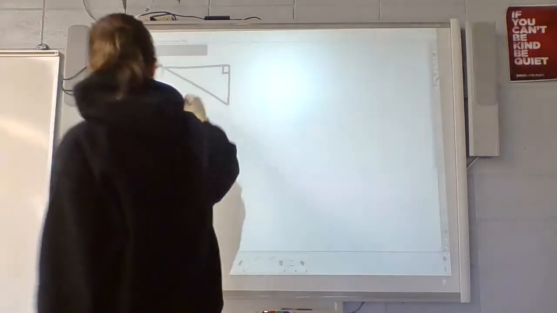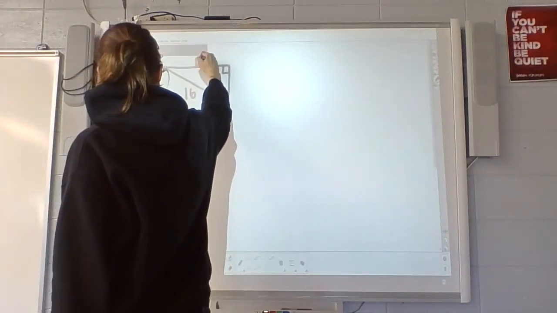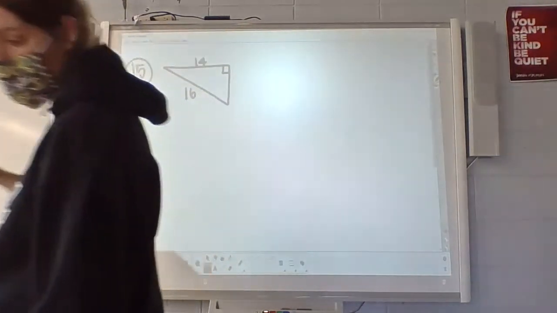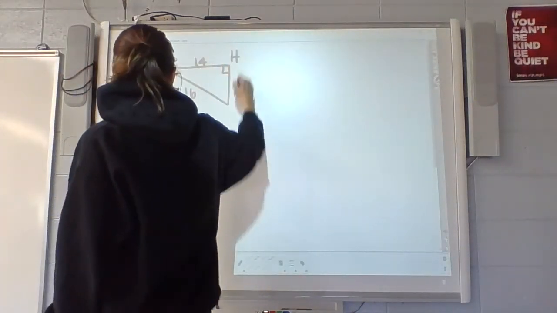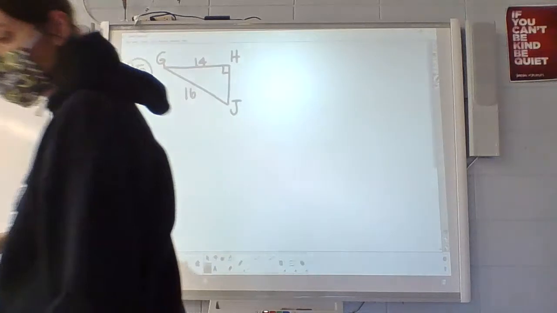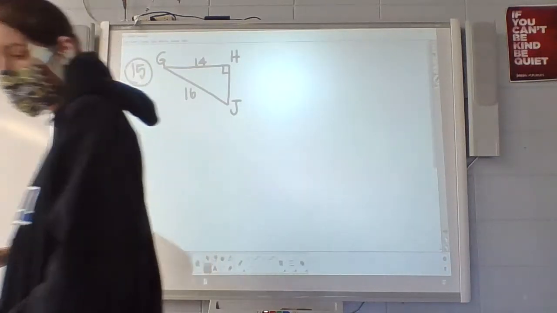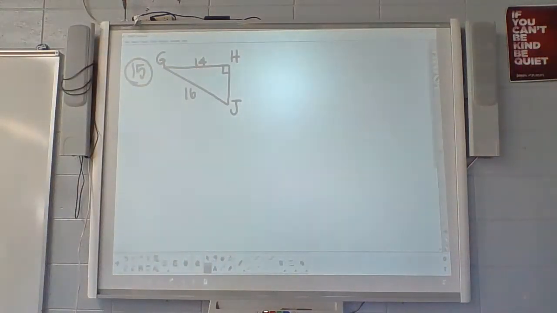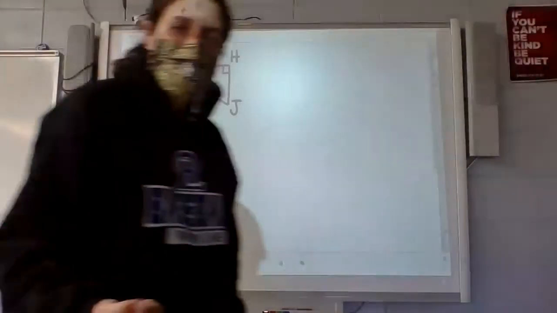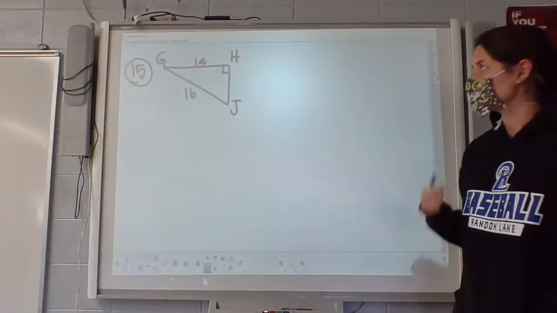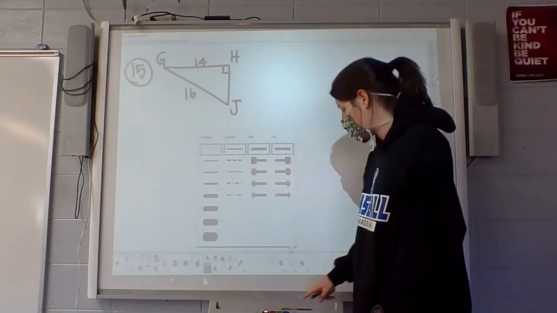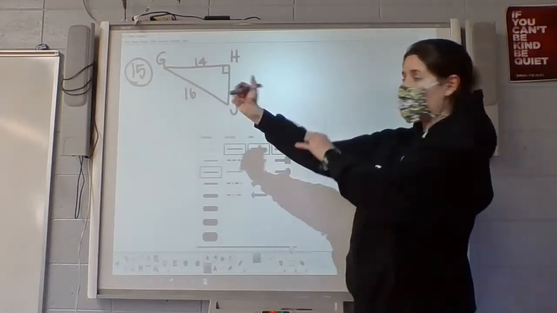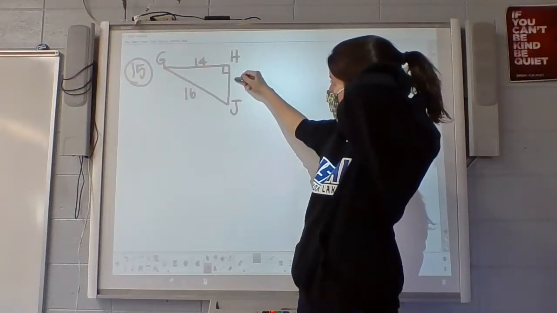Okay, Brody. All right. So in number 15, I have to find all the missing sides and angles. So when it says solve, we want to find all the missing sides and angles in the drawing. So the first thing I'm going to do is find the missing side here. I'm going to call this little a.